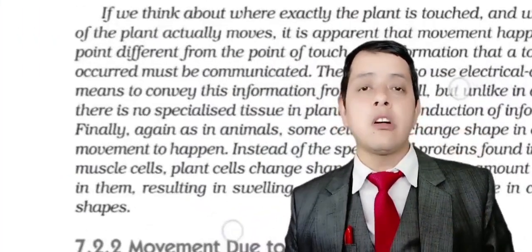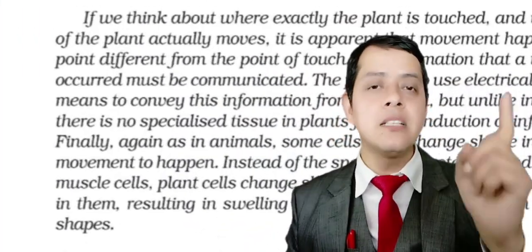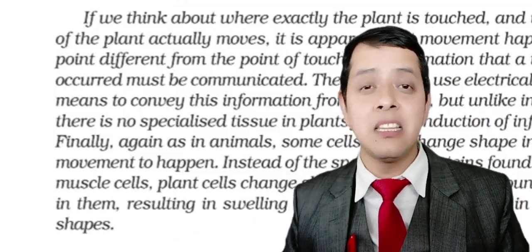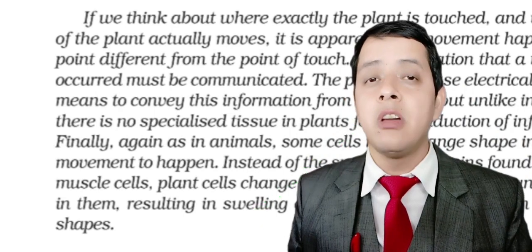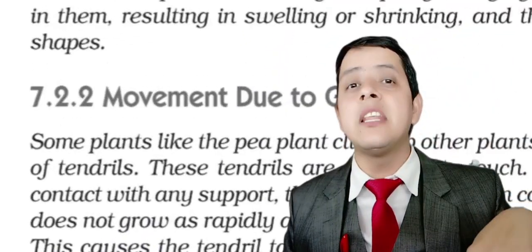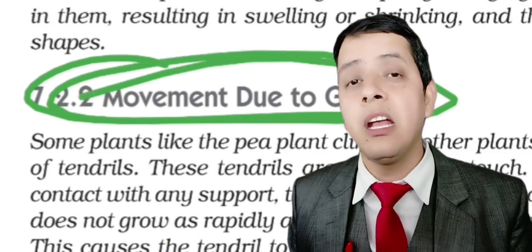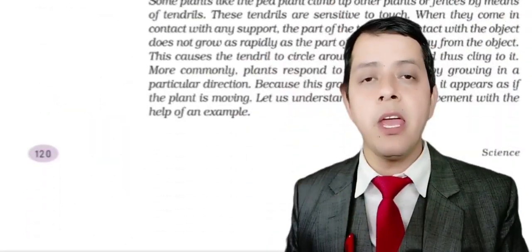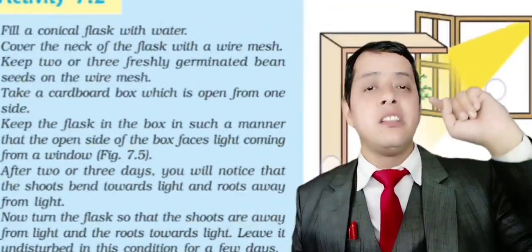Whereas when we talk about tropic movement, there is growth and there is a direction. When there is growth and direction, that is called tropic movement. Suppose it is growing toward the sun, then it is called positive phototropic, and if it is going against the sun, then it is called negative phototropic. If it is going toward the earth, then it is called positive geotropic, and if it is going opposite of the earth, then it is called negative geotropic.